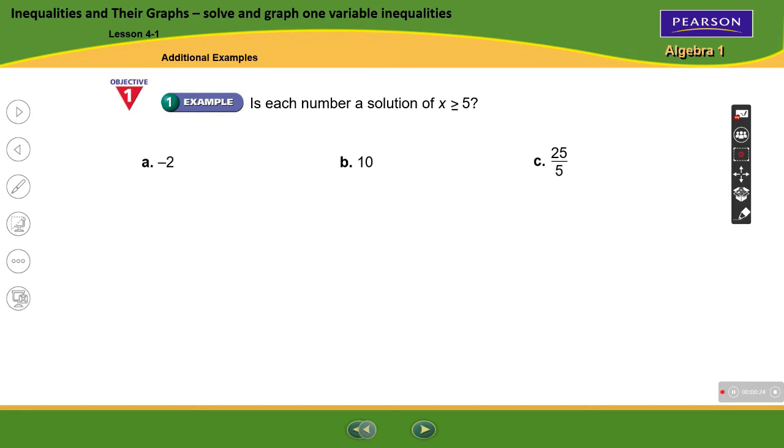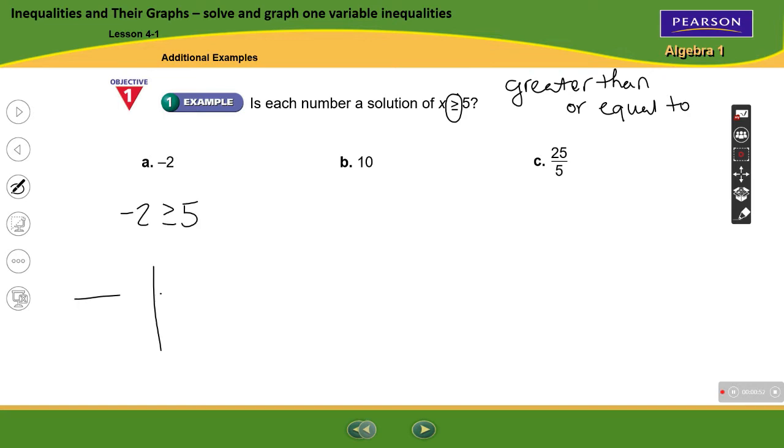So it says, is each number a solution of x is greater than or equal to 5. So the first thing you need to be able to do is read those inequalities. So this one right here is greater than or equal to. Cool. So first we're going to plug in the number and take a look. So -2, is that greater than or equal to 5?